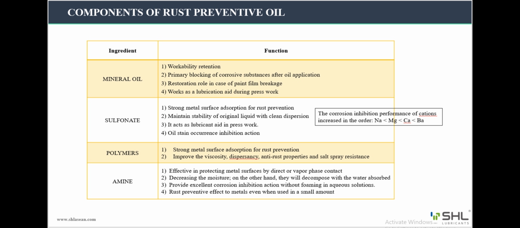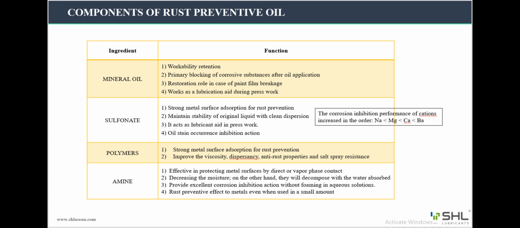Sulfonates are divided into different types based on metal ions such as barium, magnesium, calcium or sodium. Sulfonate's main function is strong metal surface adsorption for rust prevention, maintaining the stability of the original liquid with clean dispersion, and inhibiting the occurrence of oil stains.